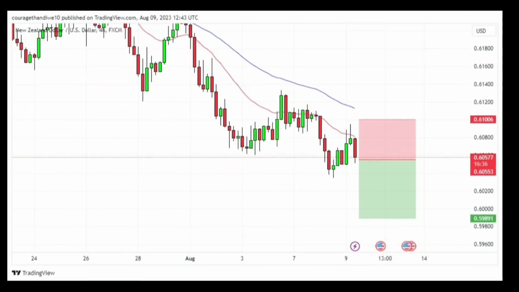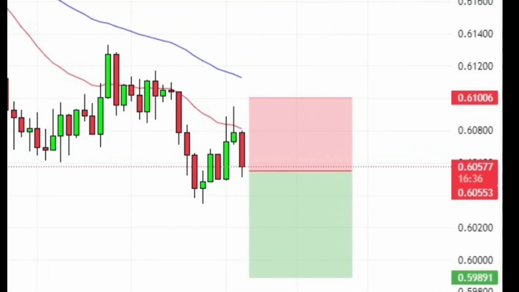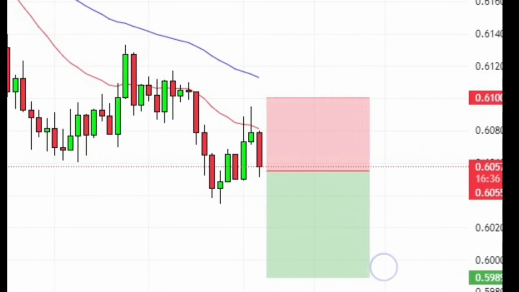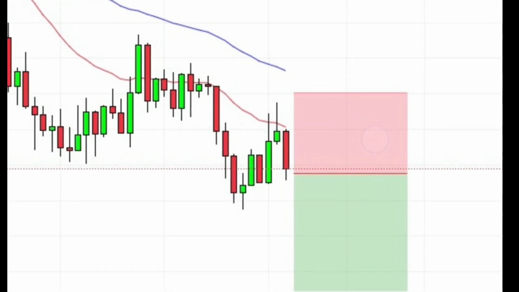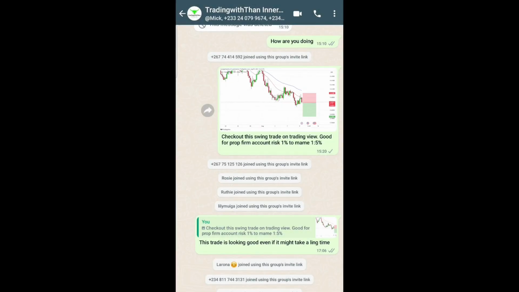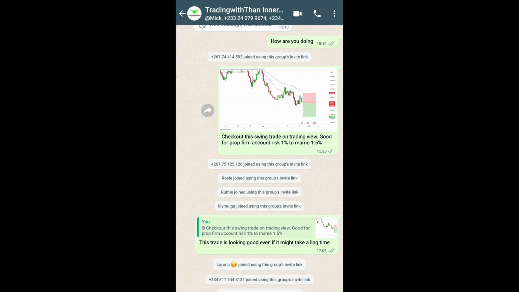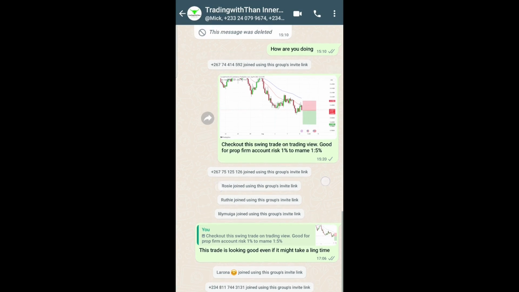Okay guys, so I just placed this trade right here, and as you can see, I'm relying on the moving averages and the market coming back into the moving average and rejecting. And also I just shared this strategy with our members of the Trading with Tan inner circle, or the Tan Academy, right?